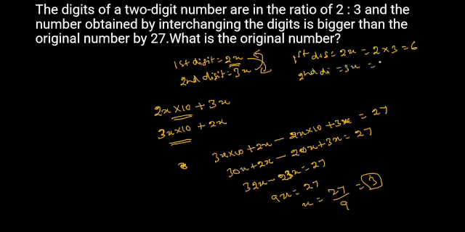Okay. Now x value is 3. So 3 into 3 is equal to 9. So now the first digit is 6 and the second digit is 9. So the number is actually 69. 69 is the number. Okay, we'll go for the next one.